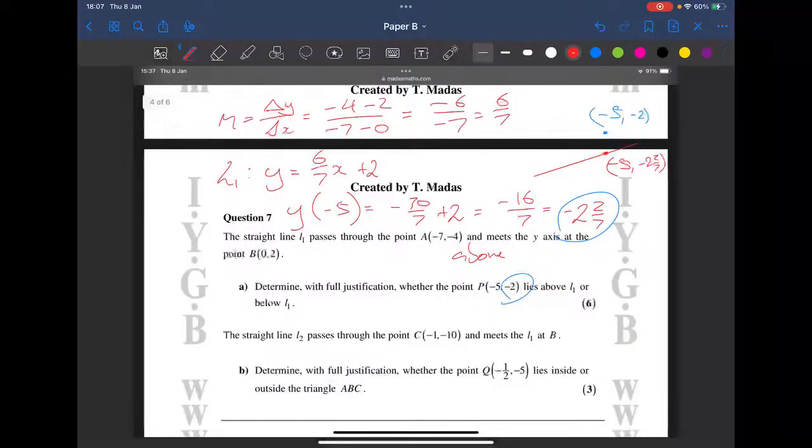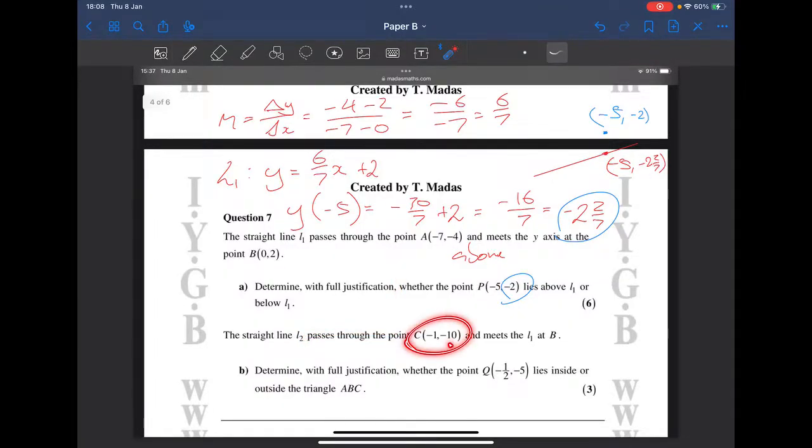Part B, the straight line L2 passes through the point (-1, -10), and meets the line L1 at B. So we have the same y-intercept. Determine with full justification whether the point Q lies inside or outside the triangle ABC. Okie dokie. So, again, we need to find the line L2, really. We again have a point, and we have a y-intercept. We can be a little bit sneaky and just think, okay, it's at (0, 2) here, and at (-1, -10) here. What the gradient represents is for every step to the right, how many steps up do we take?